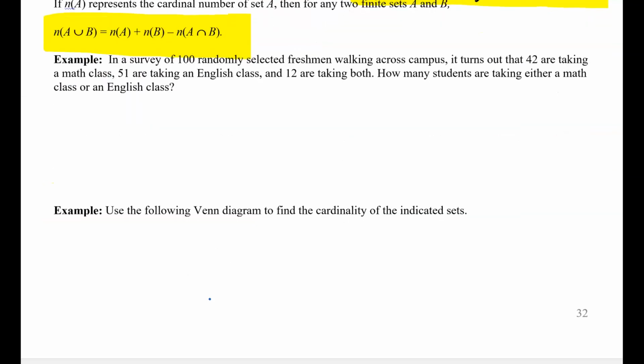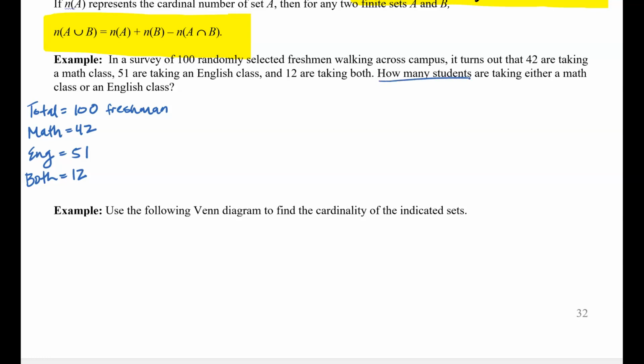Okay, so let's look at this example. We've got a survey of 100 randomly selected freshmen walking across campus. It turns out that 42 are taking a math class, and I'm just going to jot down some notes here. So total is 100 students, 100 freshmen. 42 are taking math, 51 are taking English, and 12 are taking both. How many students are taking either a math class or an English class?